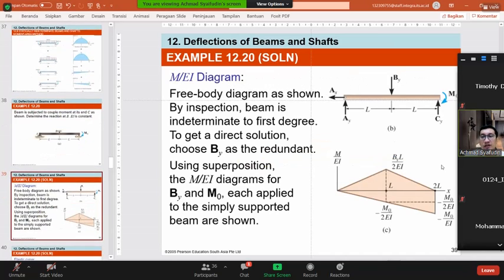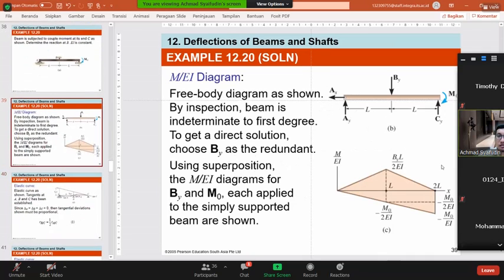First of all, we have to draw the M per EI diagram. Yeah, M per EI, not M A per I, but M per EI diagram. After we get the diagram, then you can use the constructed equation of formulation.